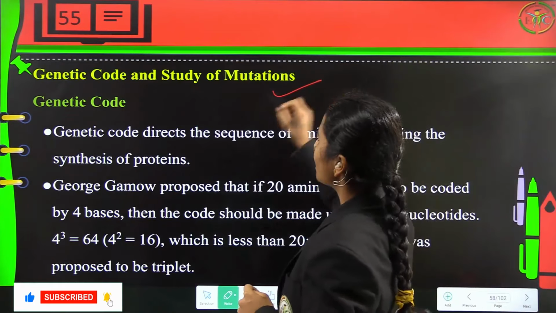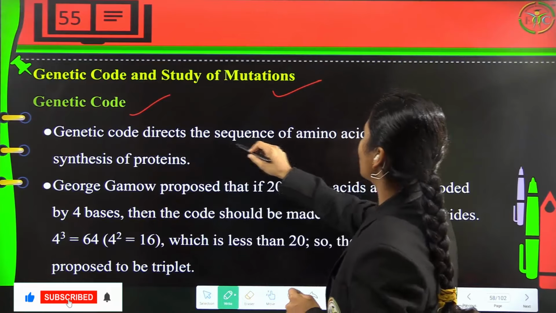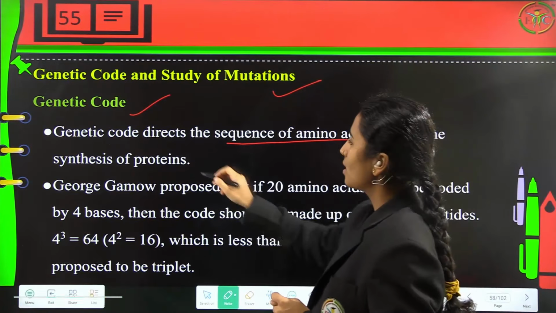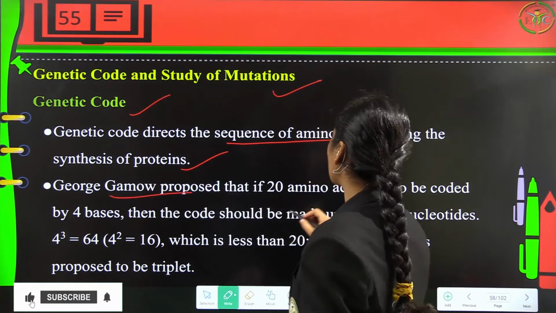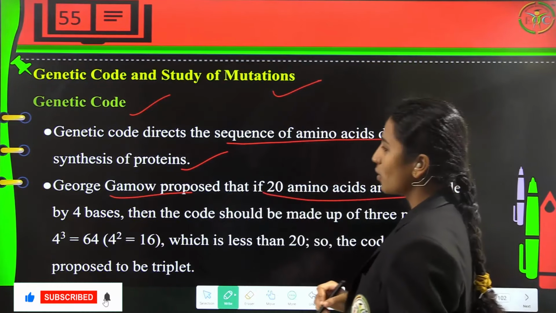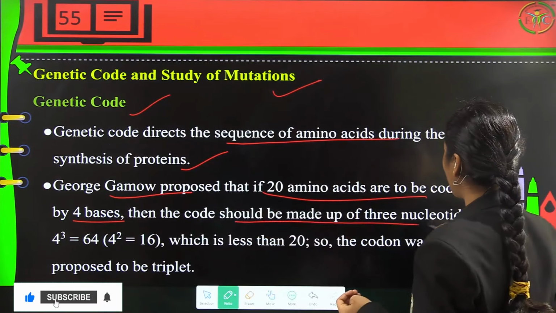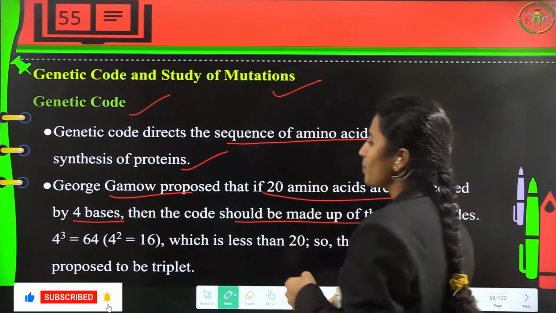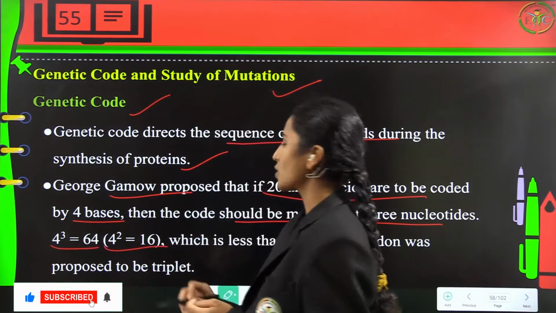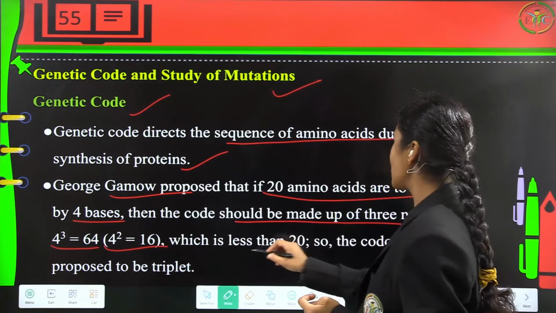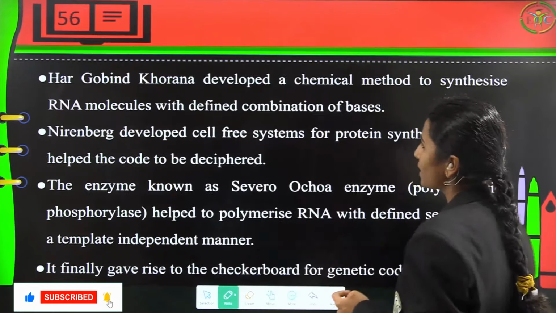Now next is the genetic code and the study of mutations. The genetic code is the one which will direct the sequence of amino acids while the synthesis of proteins takes place. George Gamow proposed that since 20 amino acids are to be coded by 4 bases, the code should be made up of 3 nucleotides, wherein 4 cubed is equal to 64, while 4 squared is equal to 16, which is less than 20. So the codon was proposed to be a triplet.